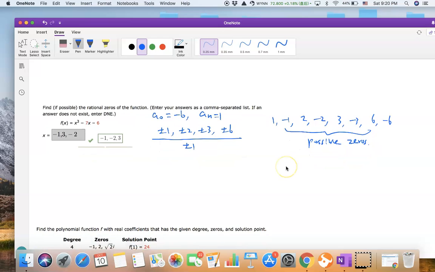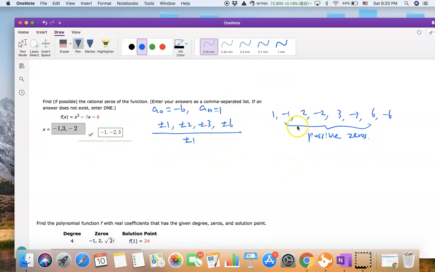So these are the possible zeros. And to find the actual zeros, I'm going to use synthetic division to test each zero. Because we don't have x squared, that's 0, and then negative 7, negative 6. If I start with 1: 1 times 1 is 1. 0 plus 1 is 1. 1 times 1 is 1. Negative 7 plus 1 is negative 6. 1 times negative 6 is negative 6. Now the remainder is not 0, so 1 is not a zero.